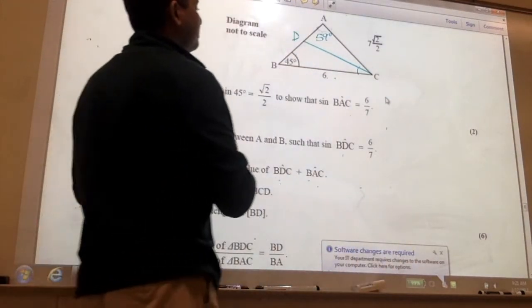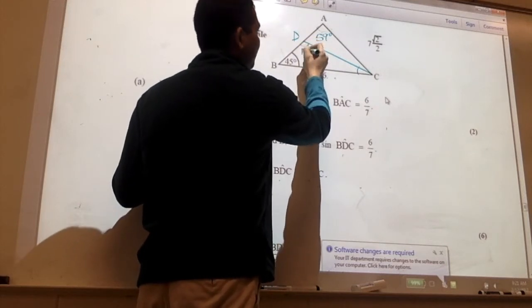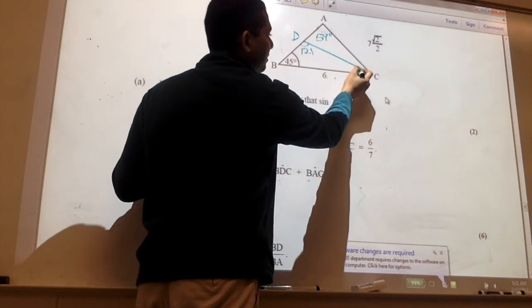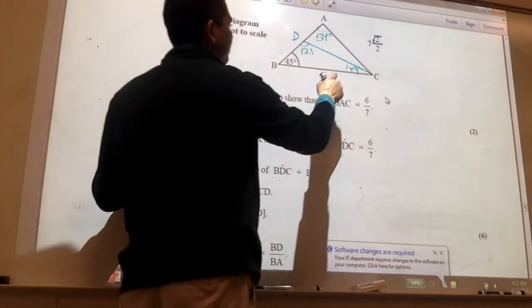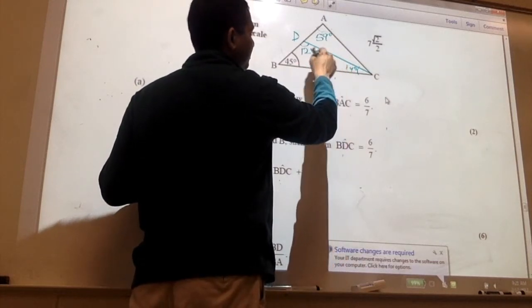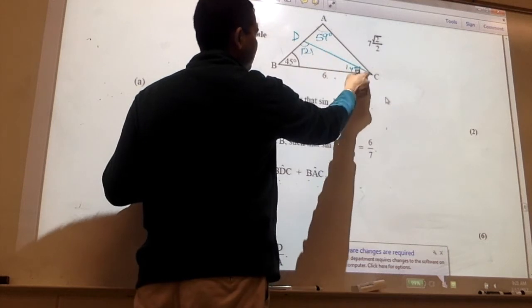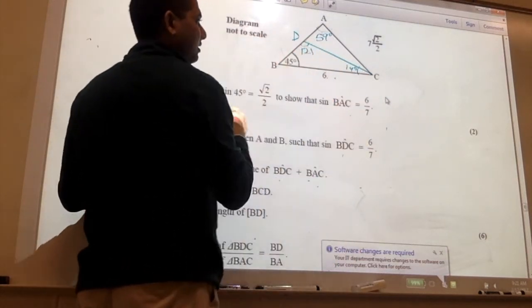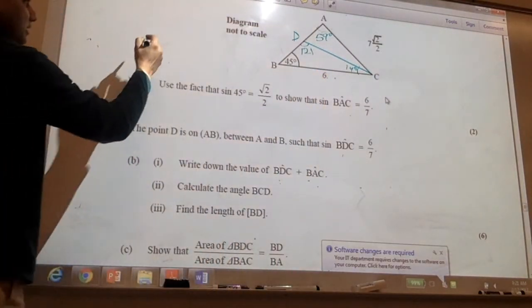Okay, so we know that this is 121. So this will be 14 degrees. So now you know all three angles, right? So you find out B. What is the one? BD. Now you can find this one, right? Since you know this is 6, you can use law of sine.